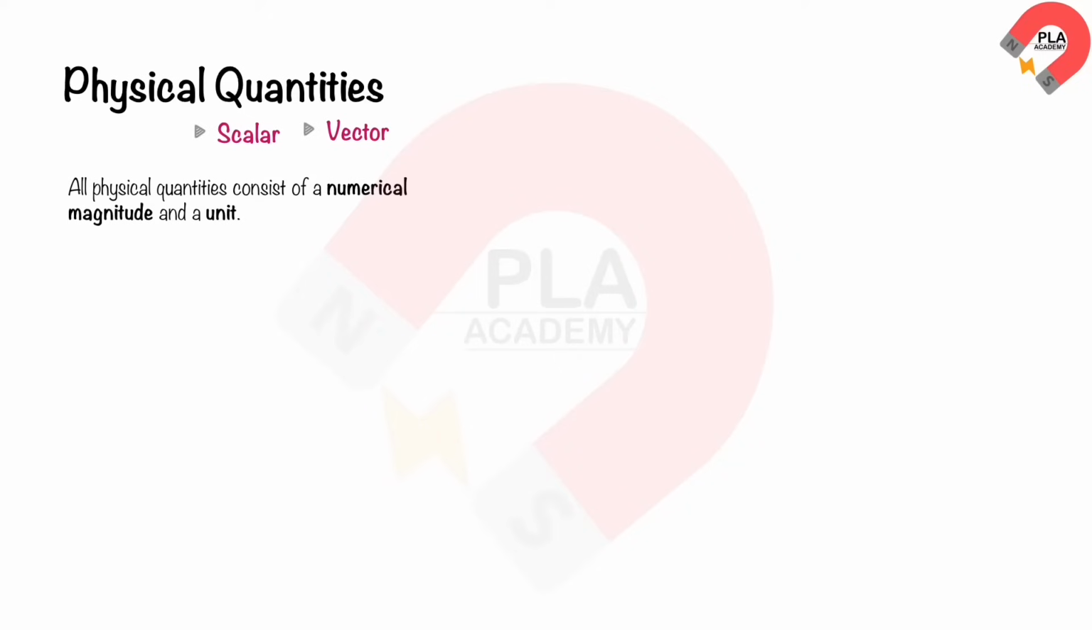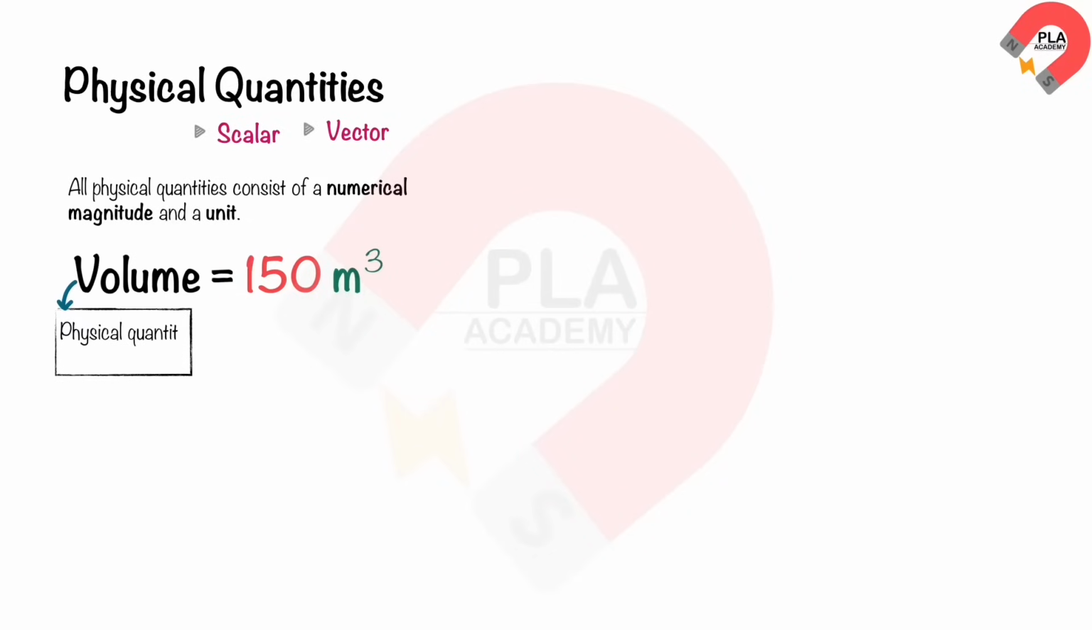Physical quantities. There are 2 types of physical quantities: scalar and vector. All physical quantities consist of a numerical magnitude and a unit. For example, a volume of 150 cubic meters. The volume is the physical quantity. It is a scalar quantity, because the volume has no direction. The value of 150 represents the numerical magnitude, or size, of the volume. The cubic meter represents the unit of volume.